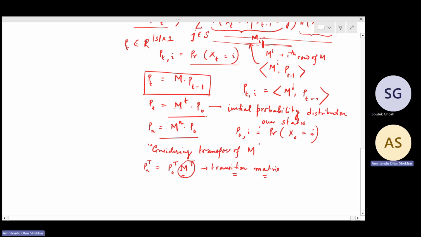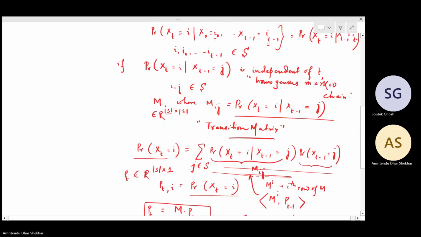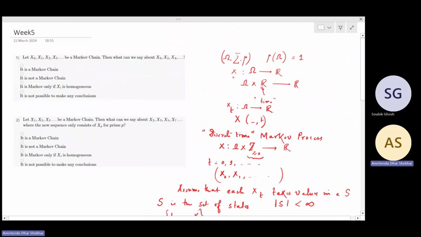Okay, so it depends on the notation. So with this, I think we can solve most problems. So let's look at the first two problems.